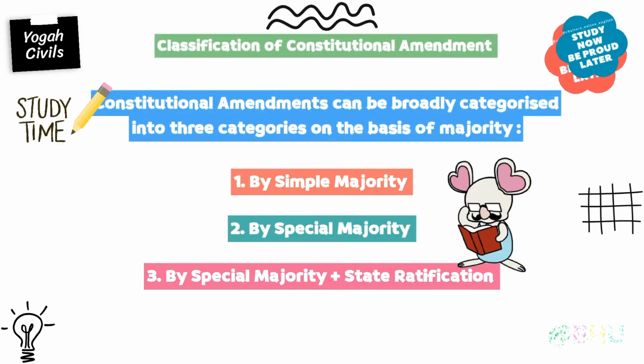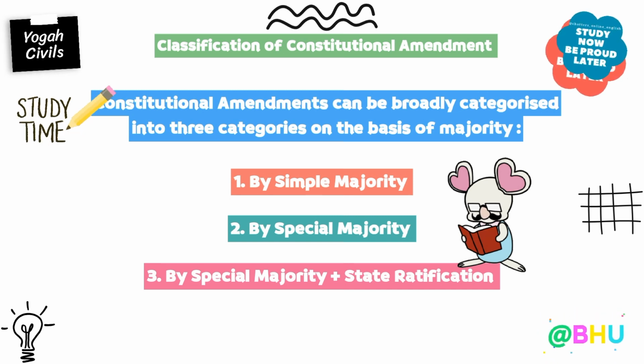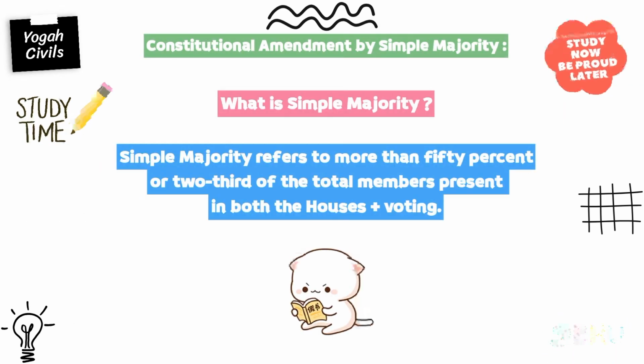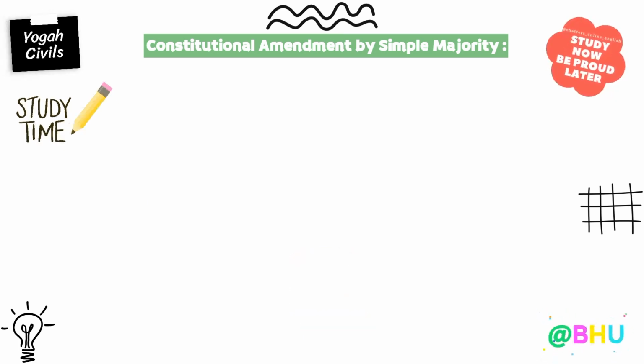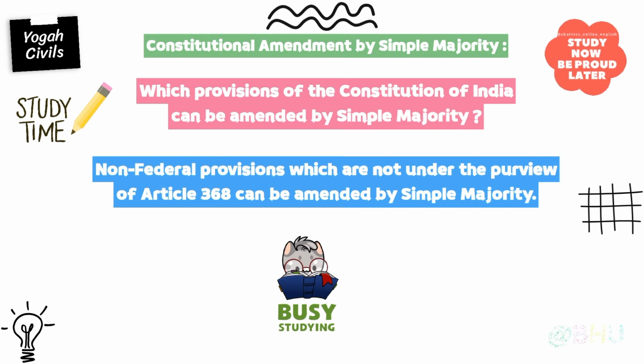Constitutional amendments can be broadly categorized into three categories on the basis of majority. Number 1, constitutional amendment by simple majority. Number 2, constitutional amendment by special majority. Number 3, constitutional amendment by special majority with state ratification. Constitutional amendment by simple majority. What is simple majority? Simple majority refers to more than 50% of the total members present in both the houses plus voting. Which provisions of the Constitution of India can be amended by simple majority?